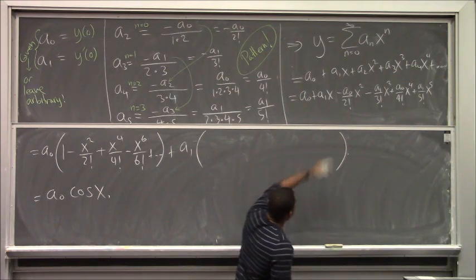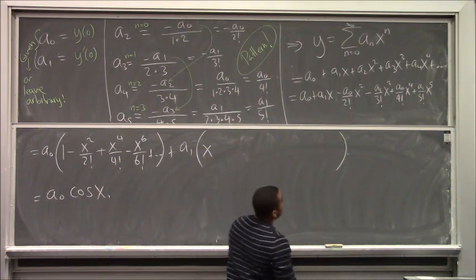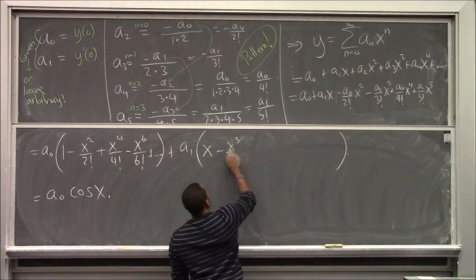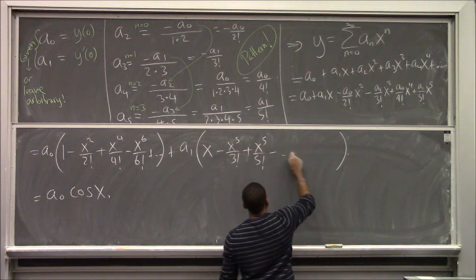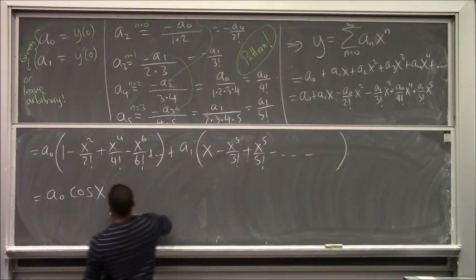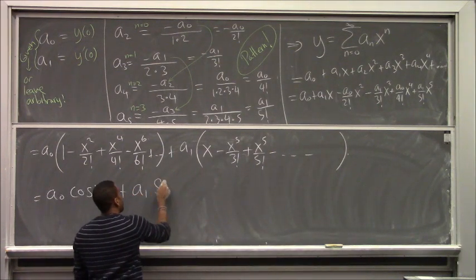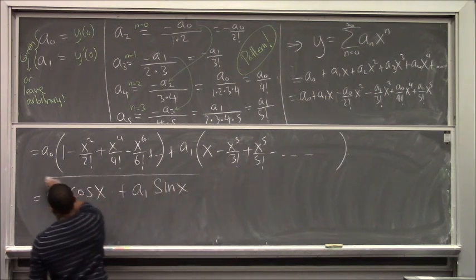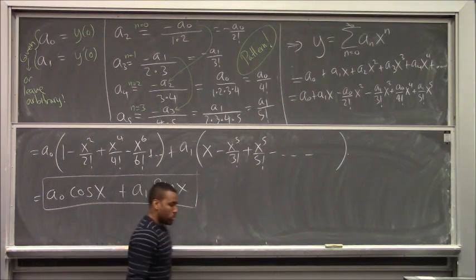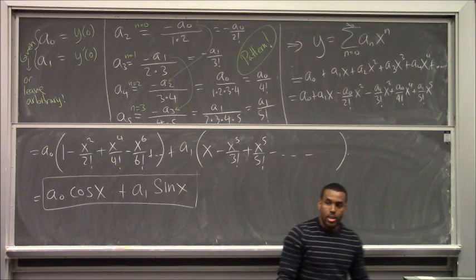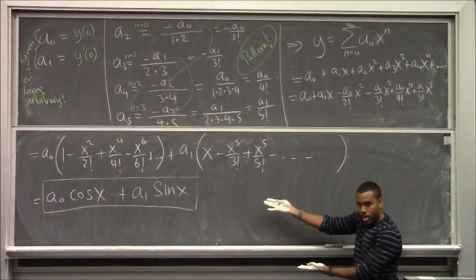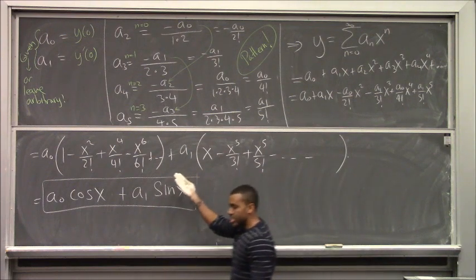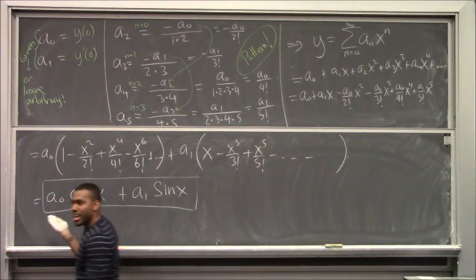You factor out the A1, you're going to have x minus x cubed over 3 factorial plus x to the 5th over 5 factorial minus... That's sine. I just figured out the solution to the differential equation. Now, in this situation, the heavens have smiled upon us. They have given us a series where, hey, I actually recognize this answer.